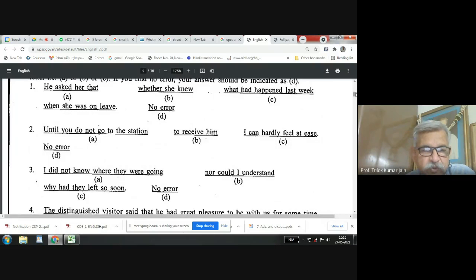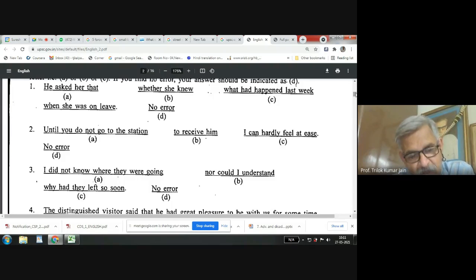Now we come to question number 2. Until you do not go to the station to receive him, I can hardly feel at ease. Now in B section, there is no error in to receive him. There is no problem. There is no mistake. So in B, the answer is not possible. You can eliminate it. I can hardly feel at ease. This portion has no error. It is perfectly right. There is no error here. So in C, there is no error. Now the choice is between A and D. What would you like to put? Would you like to put A or would you like to put D? Write your answer in the text chat box.